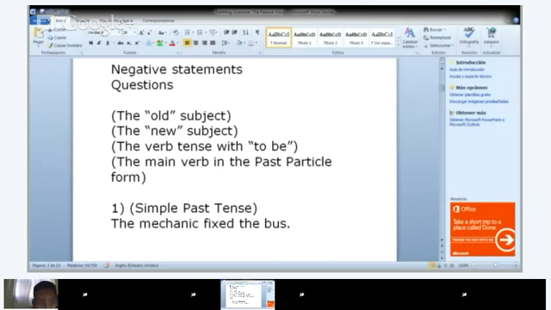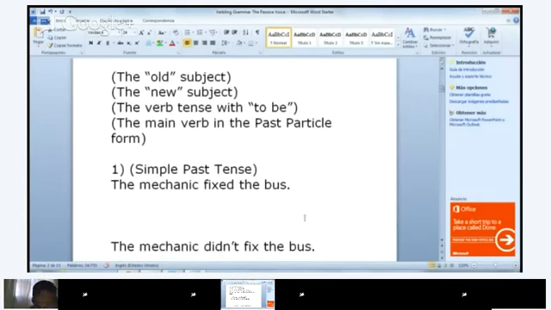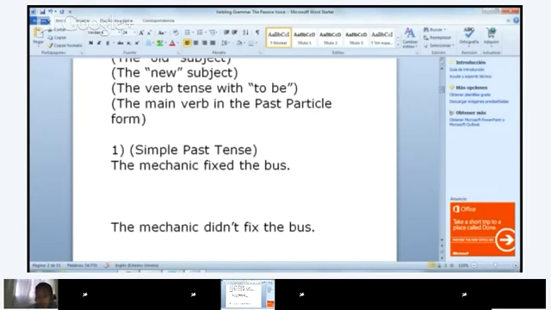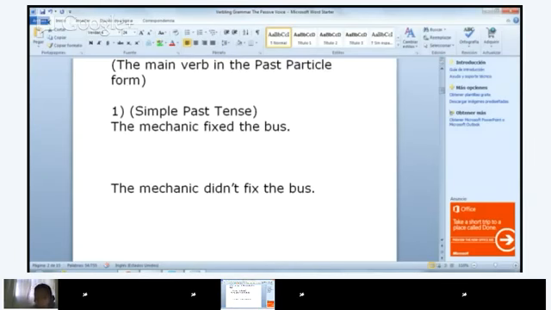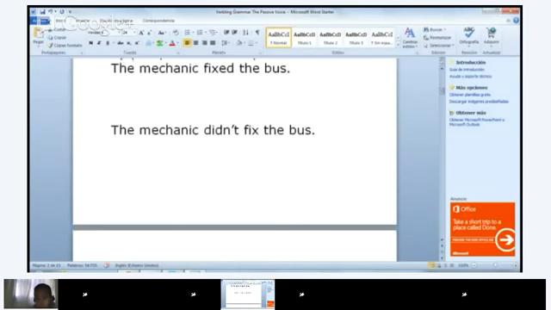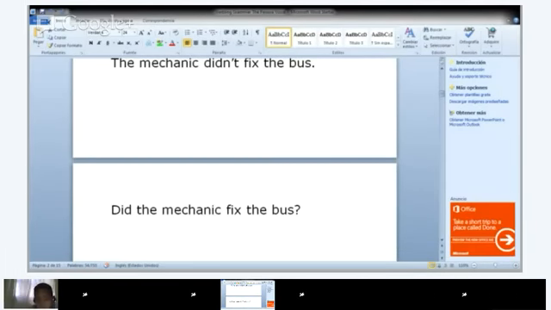And now we only have a little bit of participation. So I'm going to move down to show the mechanic didn't fix the bus. So the mechanic fixed the bus, the mechanic didn't fix the bus, and did the mechanic fix the bus? Okay. I write correct in the chat. Fantastic. I was first.